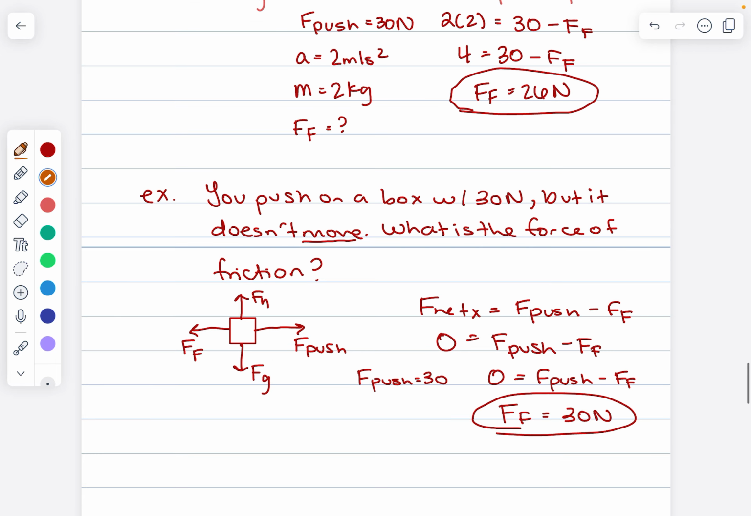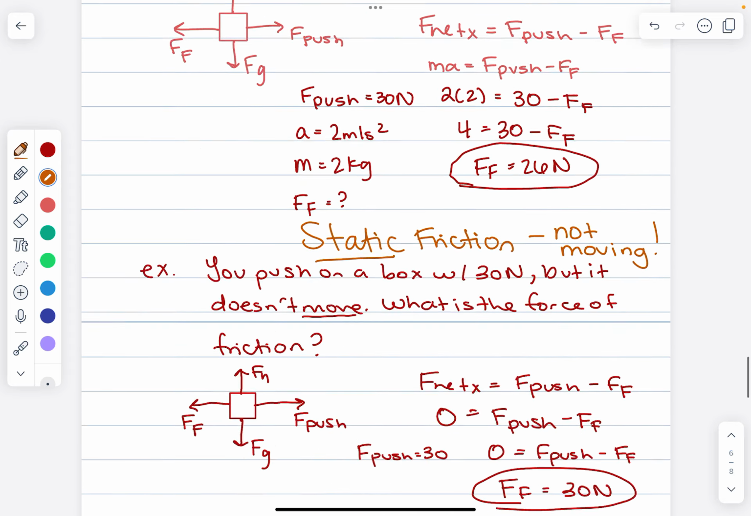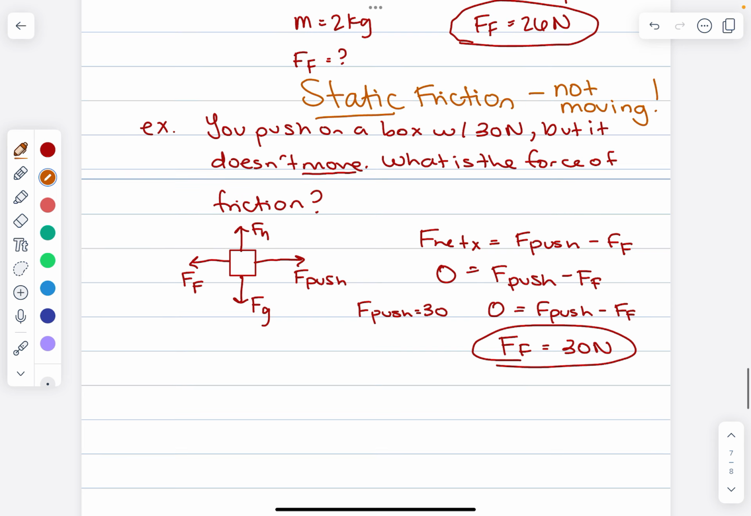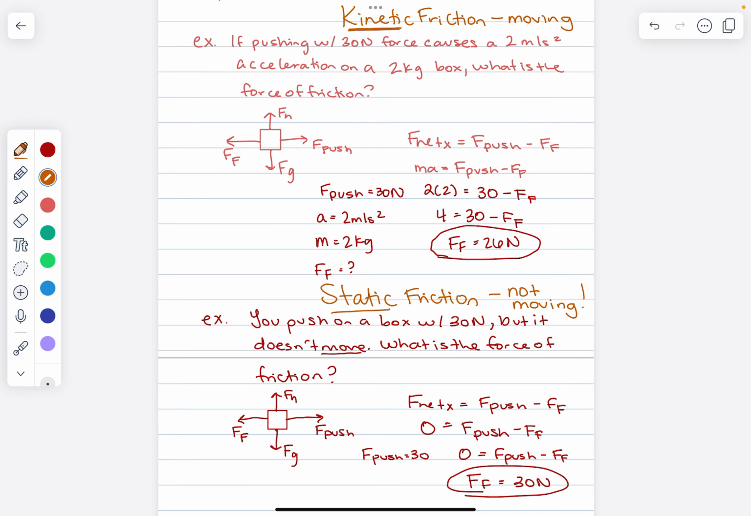This is an example of something called static friction. Static means not moving. Pretty simple there. Oh, sorry. So notice for both types of friction that I'm about to go over, we can solve it with no more information than what we had last class. I have not taught you anything new. I've told you that there are 2 types of friction, moving and not moving, but that's it. So as a reminder, you can still solve for friction this way.